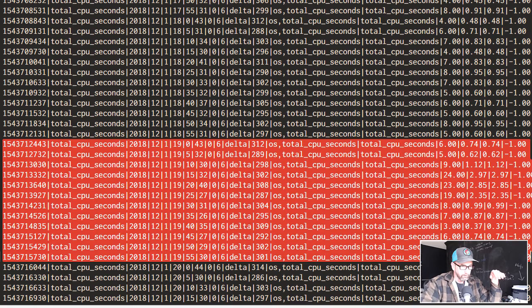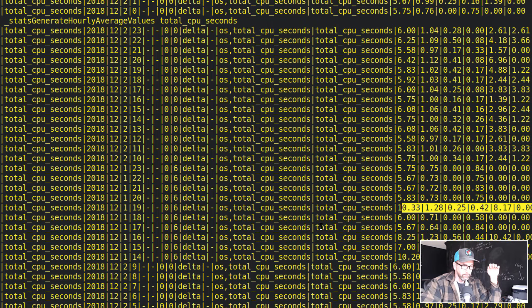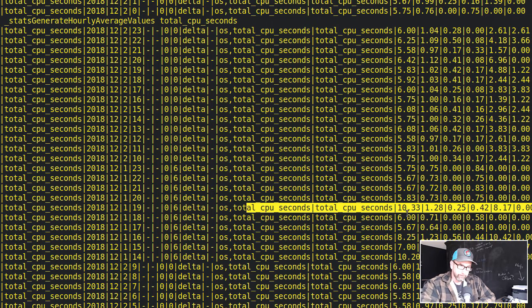Okay, so what do we want to look at? Let's look at the output. This is the output that's going to be recorded in the hourly aggregation file, and this is the record for that. So it shows 10.33. What is that? Yeah, that's the average for the hour. So the average total CPU seconds was 10.33, which is 128% of normal on average.